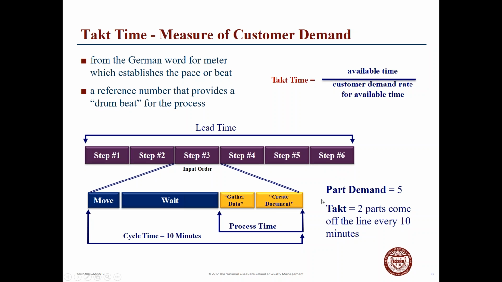So in this case, the math there is you have the part demand. The customer wants 5 per time cycle. 2 parts come off the line every 10 minutes. So 2 divided into 10 gives you the demand of 5.